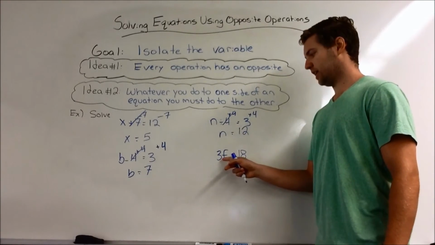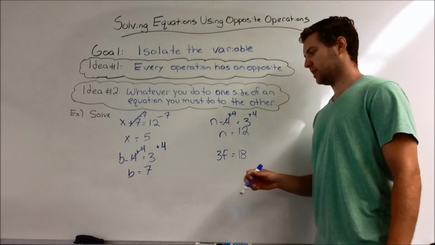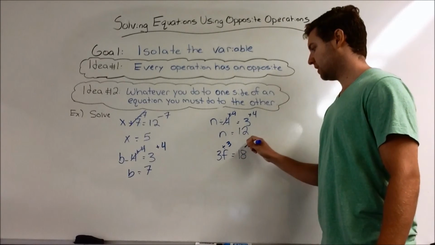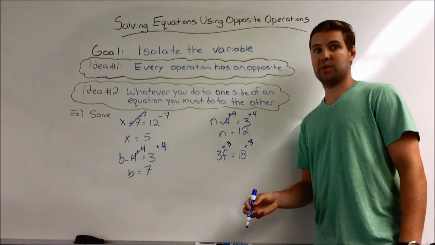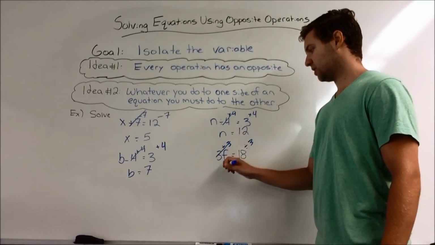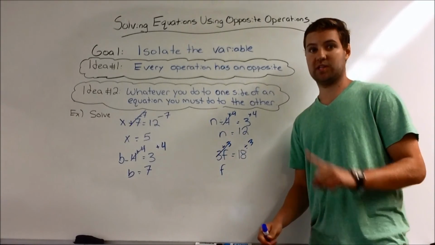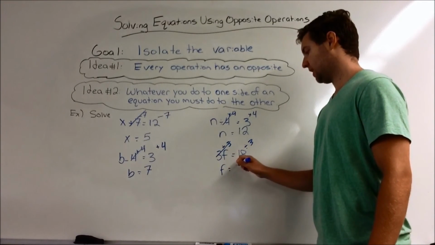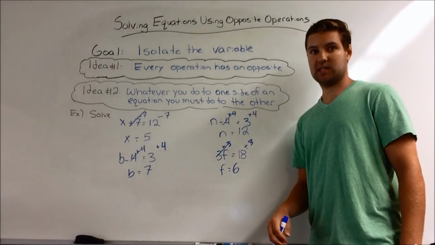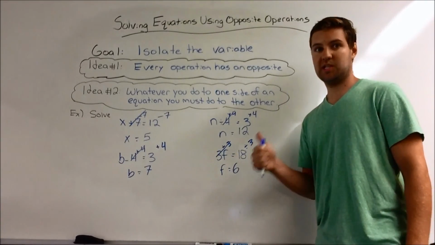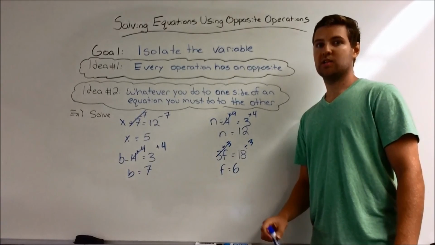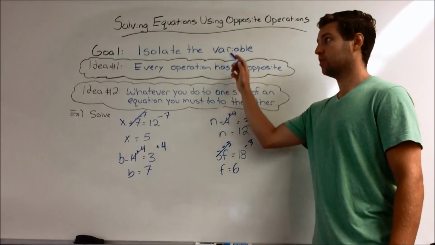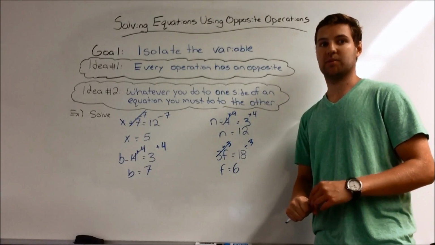Finally, 3, and remember that's times f, equals 18. The opposite of multiplying f by 3 would be dividing it by 3. But I do it to both sides of our equation to keep it in balance. Those cancel out, because times 3 and divided by 3 is just 1, and 1f is just f. So f equals 18 divided by 3, which is 6. And we already said 3 times 6 was 18, so we know we got the correct answer. So that's how we use idea number 1 and idea number 2 to accomplish our goal of isolating the variable and solving equations.